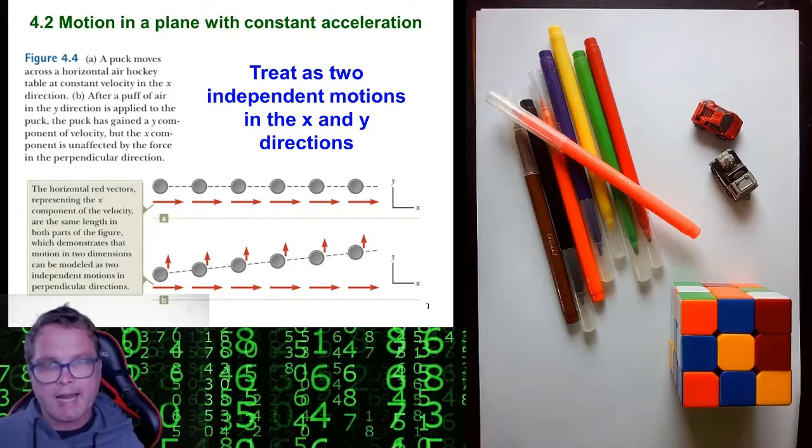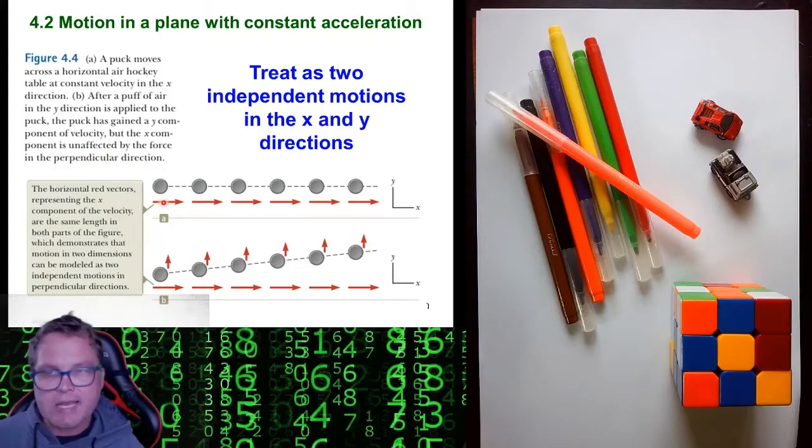If you look down at the table from above, then you're looking down into the XY plane. And looking onto the table, you can notice that the hockey puck is just moving in the x direction. Then they say, for figure B, that refers to the case of after a puff of air in the y direction is applied, the puck has gained a y component of velocity, but the x component is unaffected by the force in the perpendicular direction.